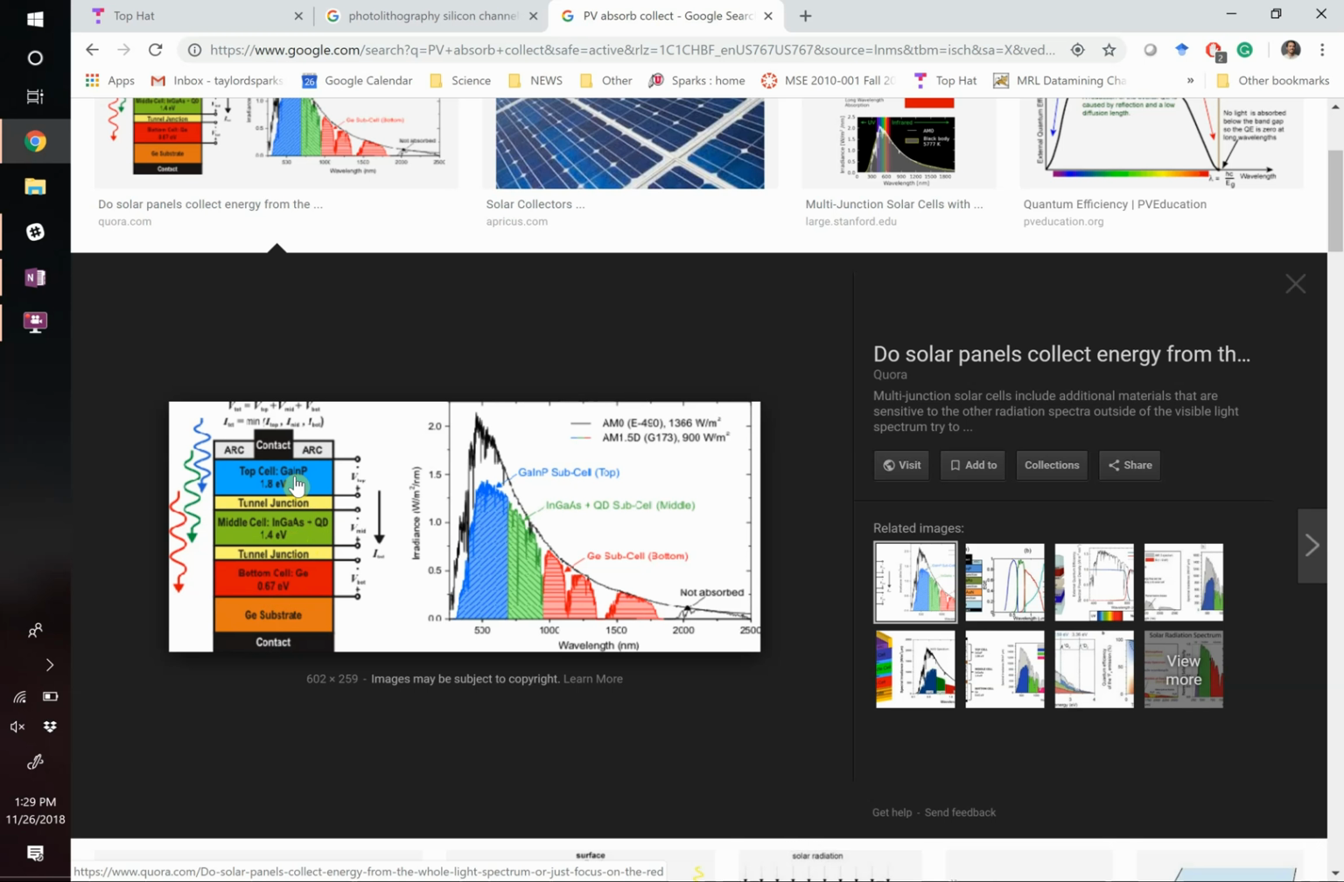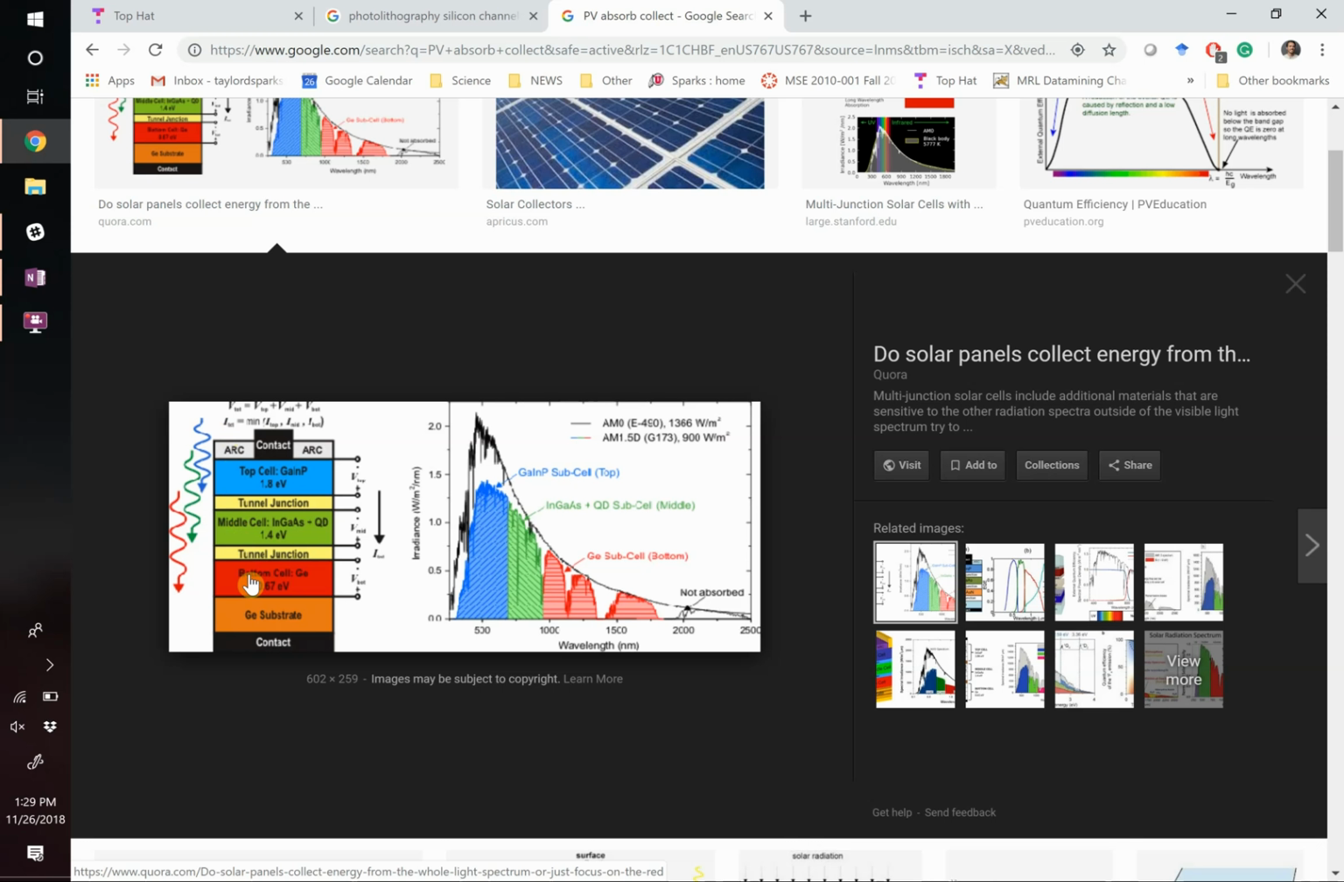So think about it. Light that's coming in, that's low energy light, it's transparent to these two materials. It doesn't have enough energy to promote their electrons up to the conduction band, so it just travels right through them. It doesn't even care about them. But when it gets to this one, it absorbs. So these solar cells are currently the most efficient, but they're also the most expensive.